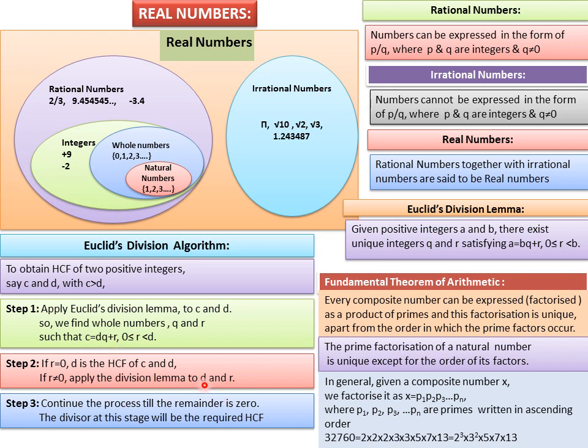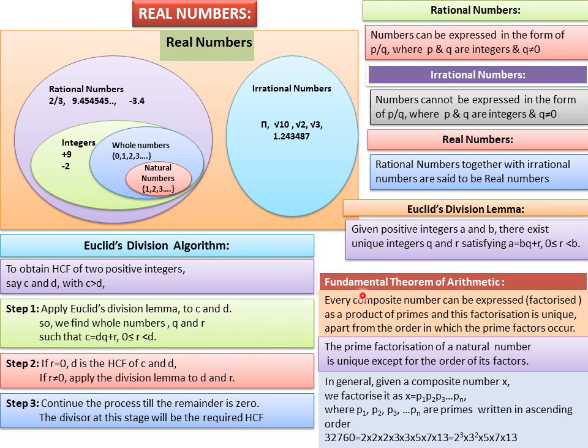So d becomes the dividend and r becomes the divisor. Like this the process continues till we get the remainder 0. Once the remainder becomes 0, the divisor at that stage becomes the required HCF. So this is how we can find the HCF of two positive integers.